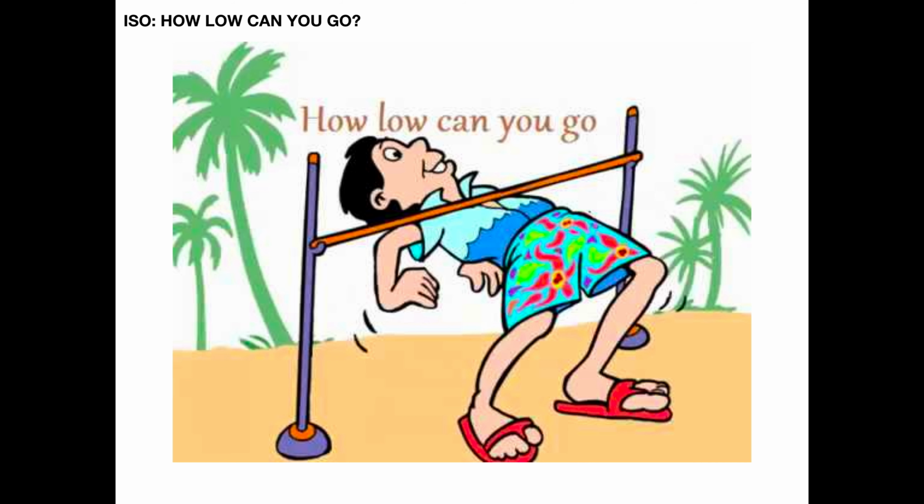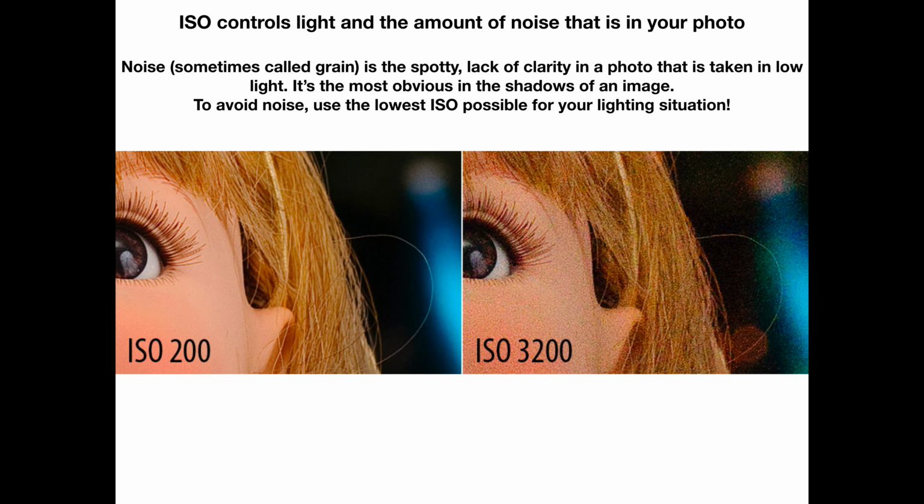ISO, how low can you go? That is the real question with ISO. ISO controls light and the amount of noise that is in your photo. Noise, which is also called grain. I'm sure you've seen lots of people add grain for an artistic effect on Instagram or Facebook, or even in a photo that you might see from back when your grandma took photos on her camera. There might be a lot of grain in the image.